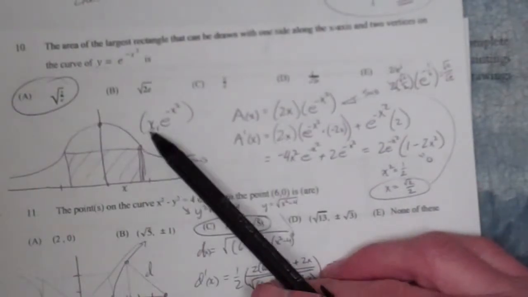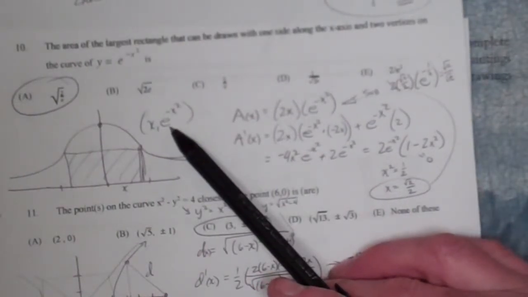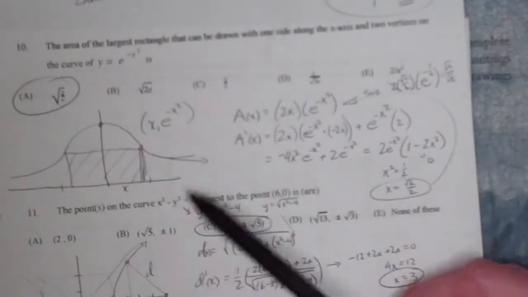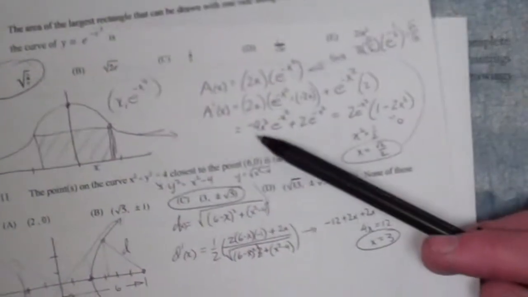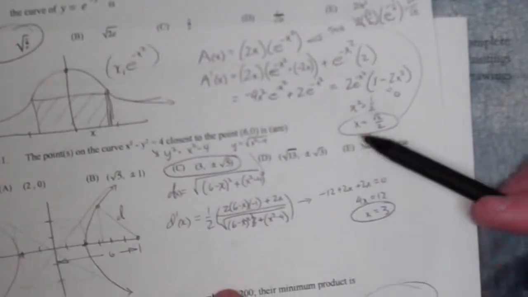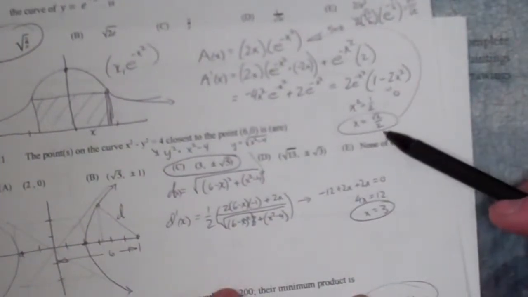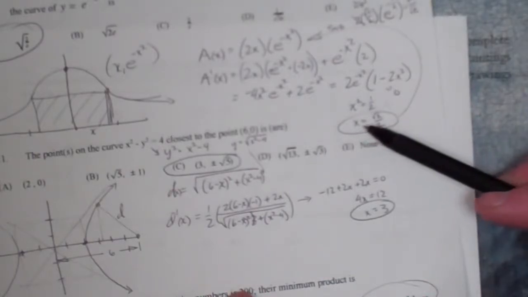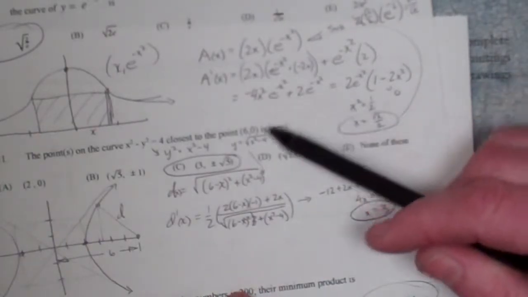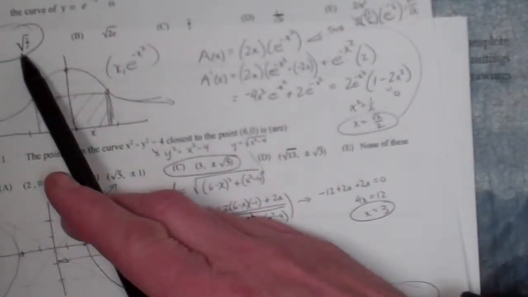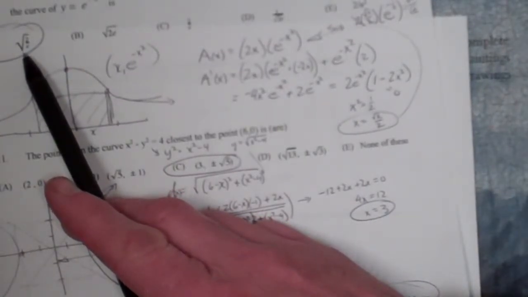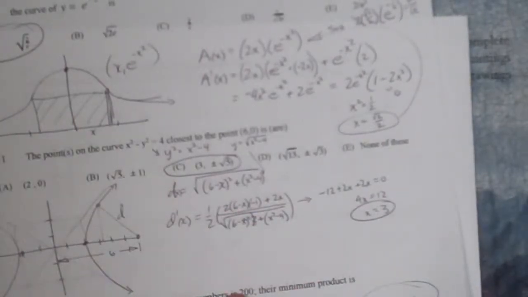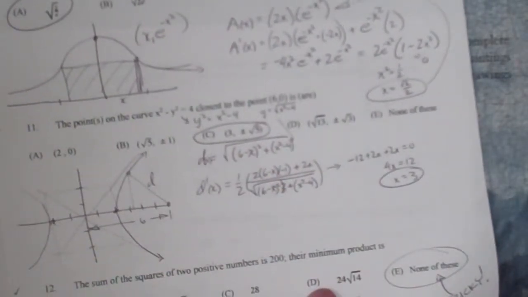Then that point is going to be x comma e to the minus x squared. You write an equation for the area, you take the derivative, you solve it for 0, after factoring out, and you get radical 2 over 2 is the x value, but when you sub that in, you get the actual area as radical 2 over e, square root of 2 over e.